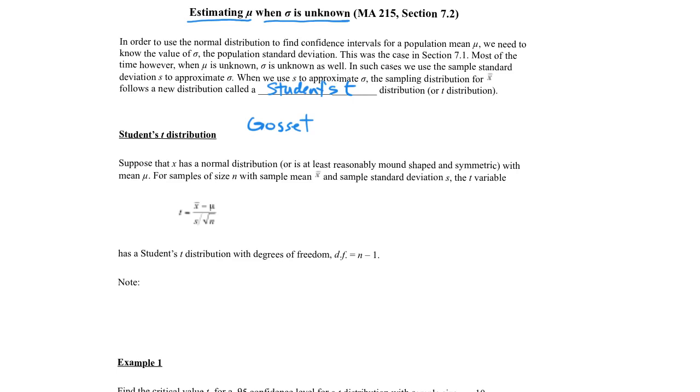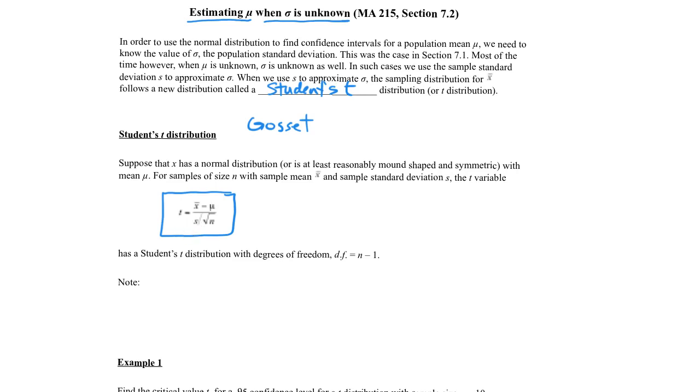So here's how we'll use it. Suppose that X has a normal distribution. So the distribution we're sampling from has a normal distribution, or is at least reasonably mound-shaped and symmetric. It's got a mean mu. For samples of size n with sample mean x bar and sample standard deviation s, the t variable, so instead of a z-score, we're going to get a t-score, but it's really similar to what we've seen before. The difference is here we've got little s instead of sigma, and we've got a t-score instead of a z-score. But otherwise, it's very similar.